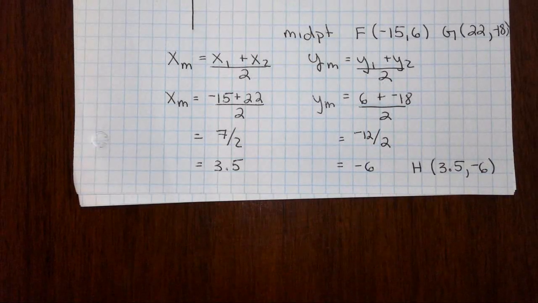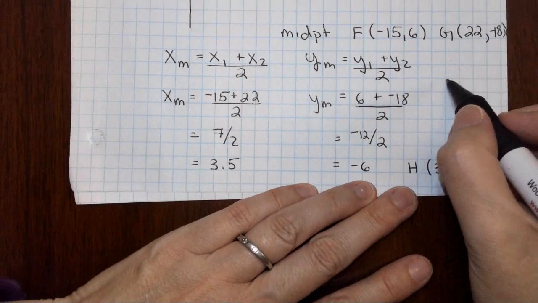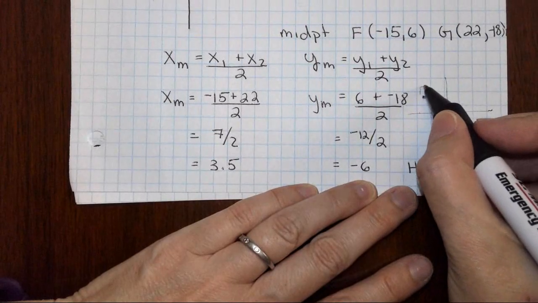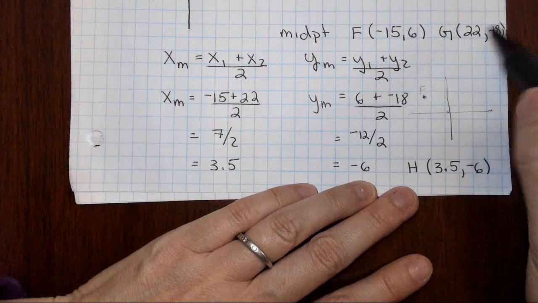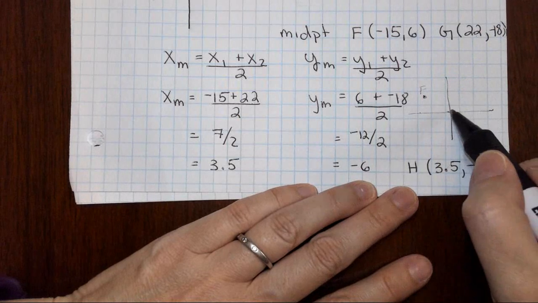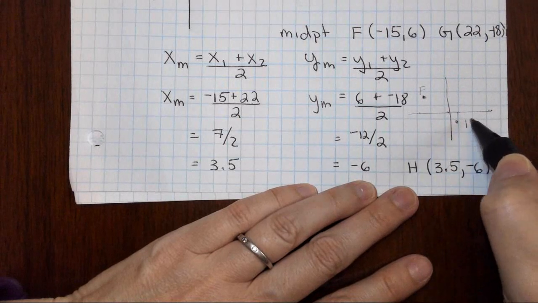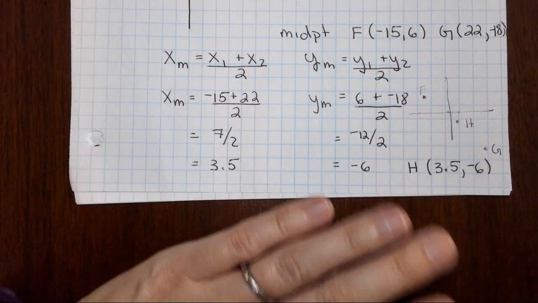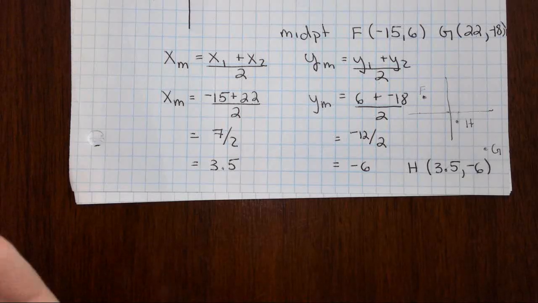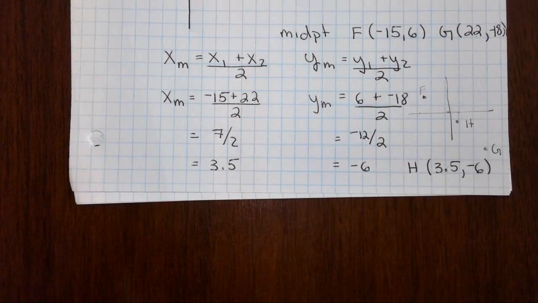Stop, and does that make sense? Think about how, if I have this sketch, I know that (-15, 6) is about here somewhere, G is (22, -18) somewhere, and H is (3.5, -6). Does that make sense? Yes, it does. It doesn't require me to graph exactly. I know that I should be between them on the x's, which I am, and between them on the y's, which I am. So if I were to graph it on the test, I would find that it worked. All right, so that is just finding the midpoint.